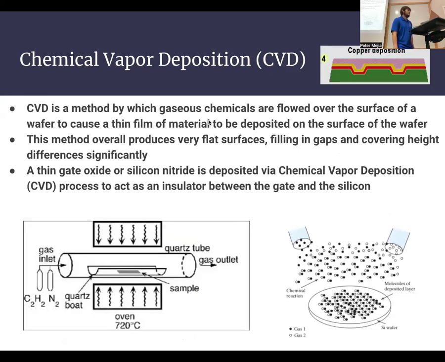For CVD, we're going to use gaseous chemicals, and they're going to be flowed over the surface of a wafer to cause a thin film of material to be deposited on the surface. This method overall produces very flat surfaces, filling in gaps and covering height differences significantly. You can see copper on top. A thin gate oxide or silicon nitride is deposited via chemical vapor deposition to act as an insulator between the gate and the silicon.